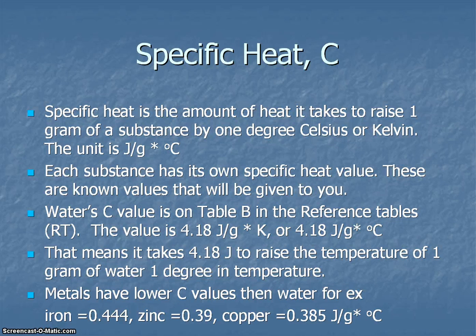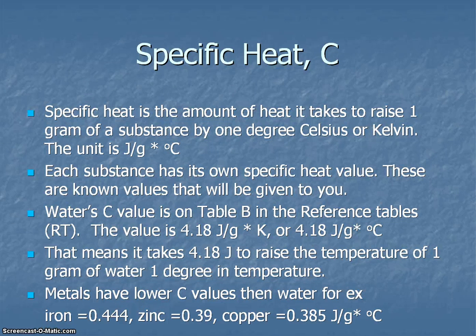The value is 4.18 joules per gram K on the table, or the same thing as 4.18 joules per gram degrees Celsius. It's the same thing because units of Kelvin and Celsius increase and decrease by the same unit, one unit. Fahrenheit's different. We don't use Fahrenheit in science, well, at least in the metric system. Okay, so that means it takes 4.18 joules to raise the temperature of 1 gram of water by 1 degree. All right, that's specific heat.